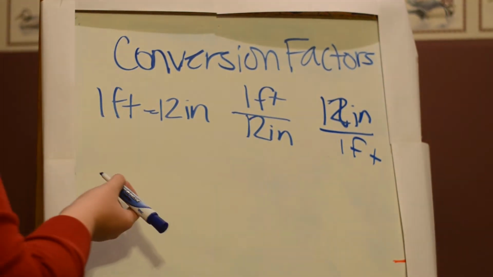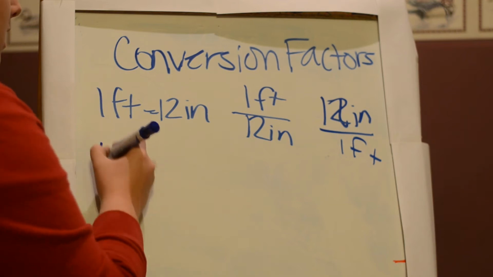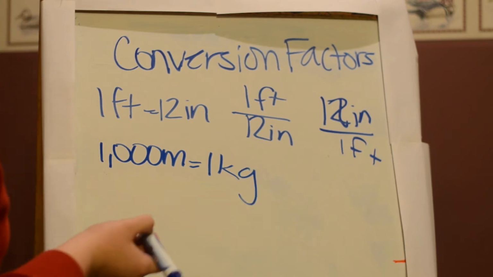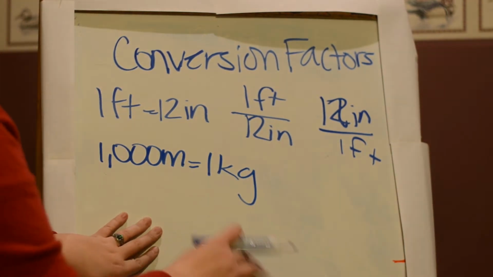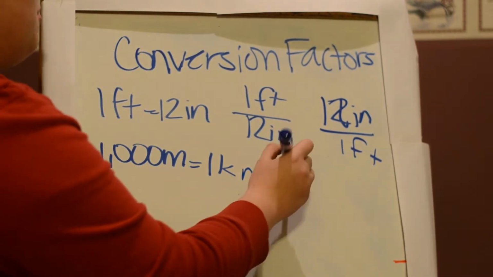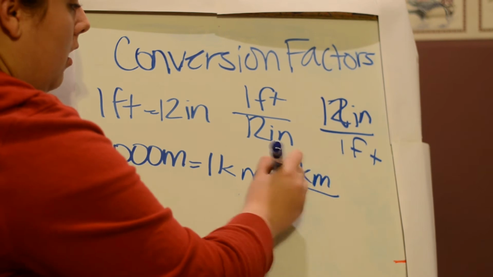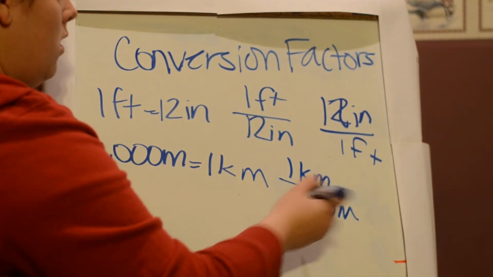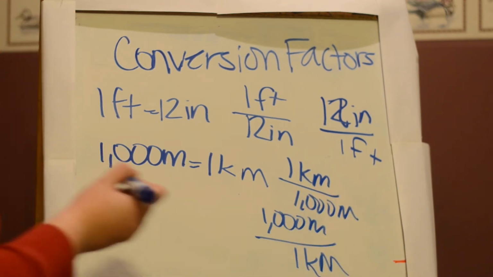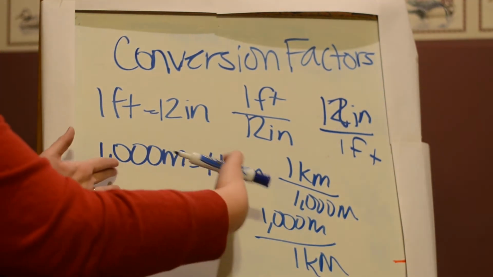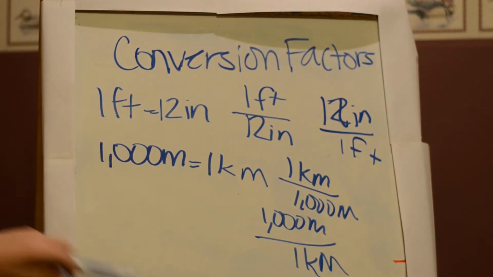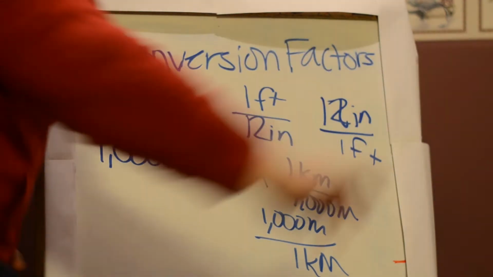Same thing if we have 1,000 meters. It's equal to 1 kilometer. Sorry, kilometer. Okay, kilometer. We can have 1 kilometer over 1,000 meters, or we can have 1,000 meters over 1 kilometer. They work the exact same way because they represent the same quantity. So Tracy's going to come and she's going to work the first problem using this basic stuff.